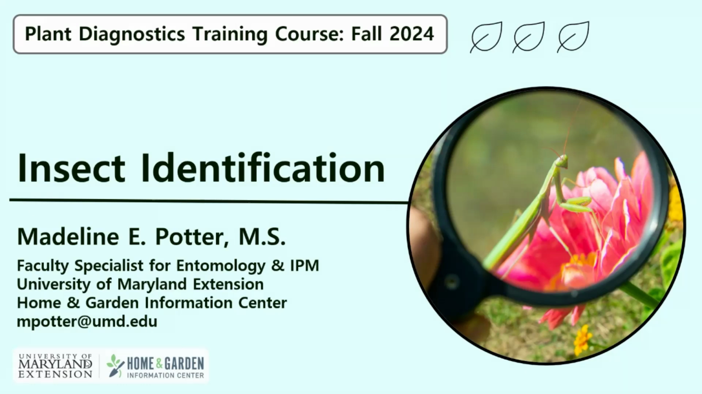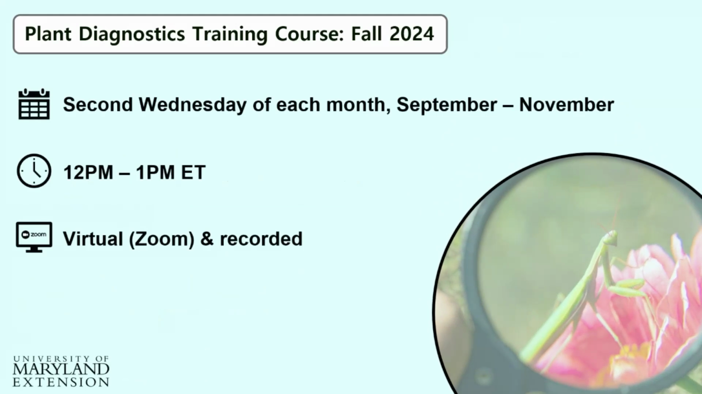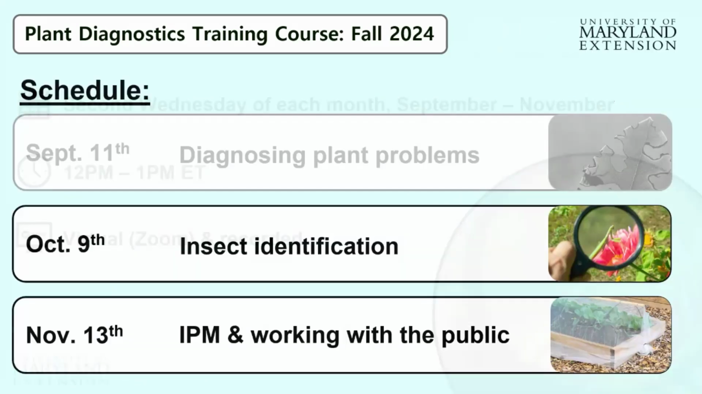So today marks our second class for our plant diagnostic training series. Each class will take place the second Wednesday of each month, September through November, from 12 p.m. to 1 p.m. Eastern Time, always virtually through Zoom, and every class will be recorded.